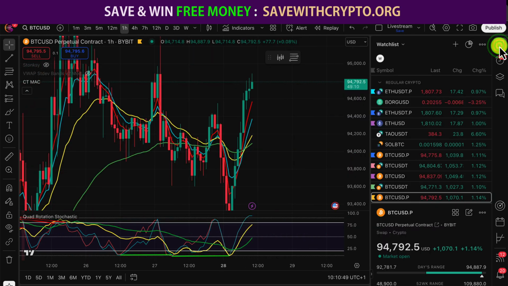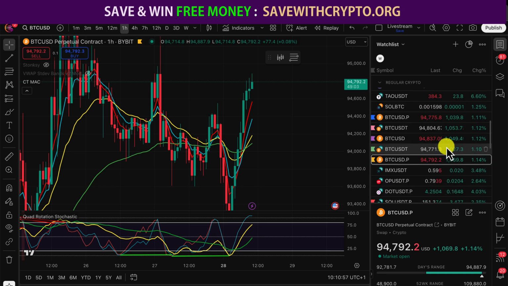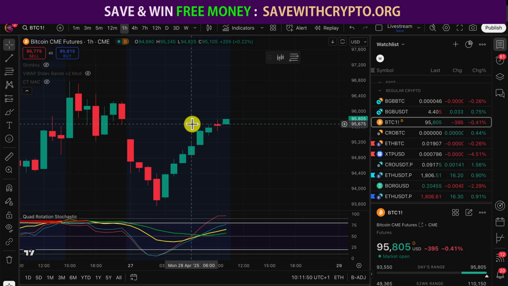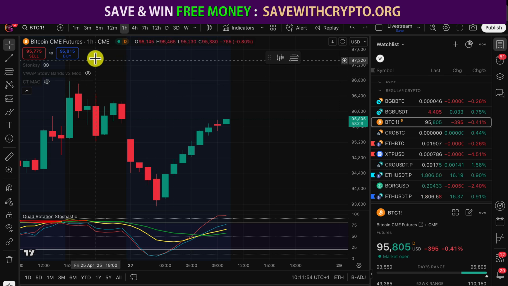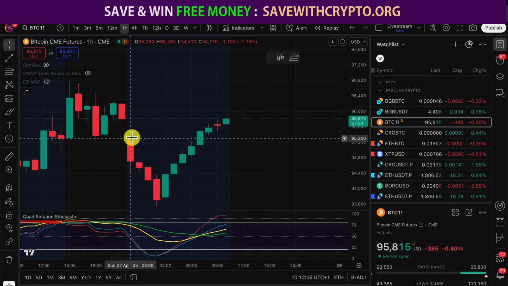Now as it's Monday, what I'm always interested in is what happened on the CME chart. Okay, so this is a CME chart on the 1 hour time frame. You can get to that by going to BTC 1 exclamation mark. Okay, so this was the price we closed at on Friday up here, and then when it reopened on Sunday night, it opened here, leaving this gap here.